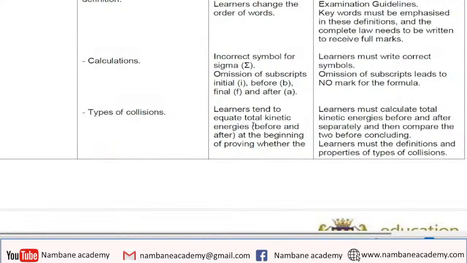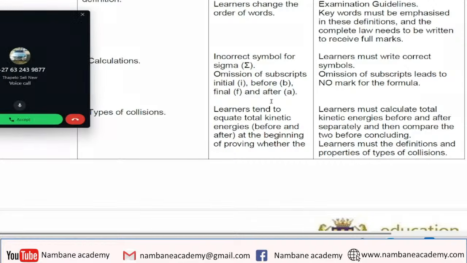And then it will be sigma p_i is equal to sigma p_f. Many of our learners will omit the i and the f. If we just write sigma p is equal to sigma p, to us you have not said anything. You have not written a principle correctly. So please be careful of those smaller things. And then the omission of subscripts. If you choose to write your formula as mv plus mv is equal to mv plus mv, then we are not going to accept it. So please be careful.